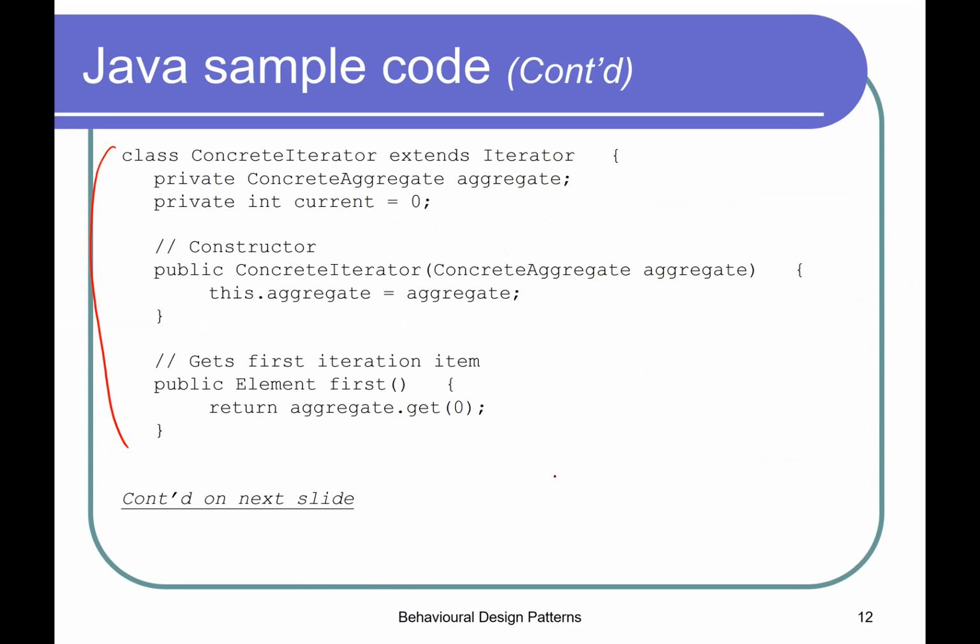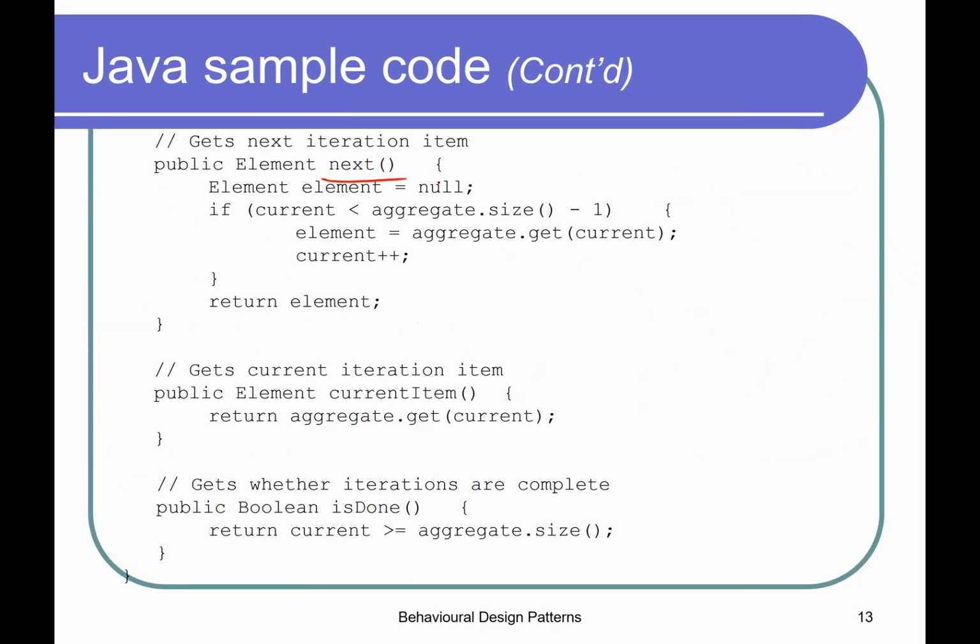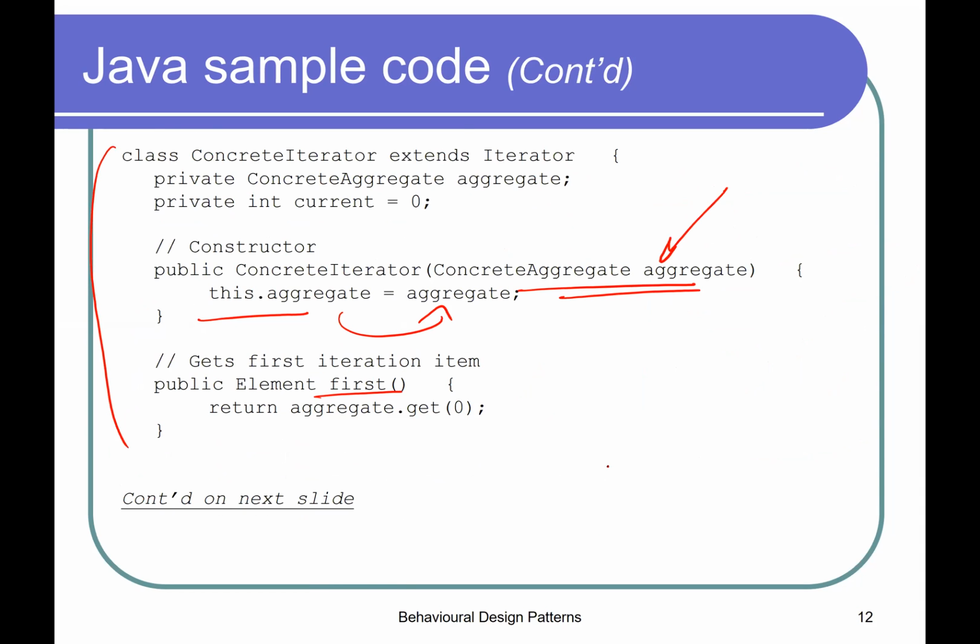Okay, so where is it? Okay, here we go. It's right over here. Okay, it's given itself. And so the iterator now is pointing to that aggregate. Okay? And then next, we've got the implementation for first and next. It's not really the most important. Current item and is done, not really the biggest deal here. This is kind of like a standard iterator for us.